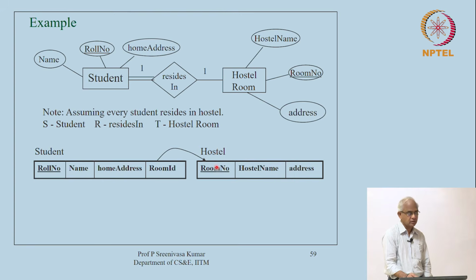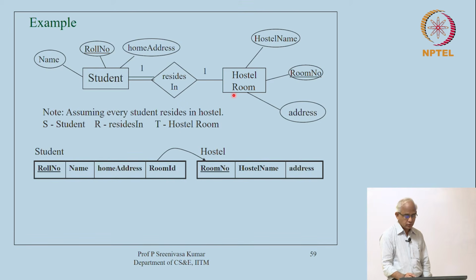Just like we did here, we can do it the other way around also. But the only issue would be that we have assumed this is a partial participation. So, there might be several rooms which are not allocated, in which case the value of roll number or student ID here would be null. If it is not allocated, it will be null. If it is allocated, it will be the student ID of the corresponding student. So, there will be a lot of null values if we choose the relation which has partial participation.